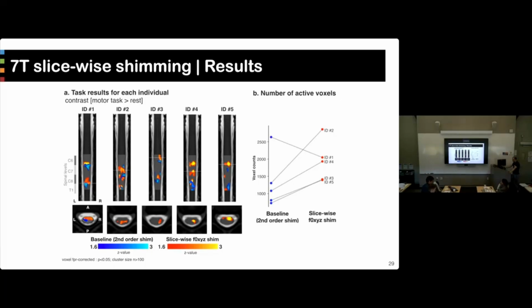And then what we're showing here is that using the baseline, second order shim in blue, you can see much less activation compared to if you use the slice-wise shimming, where we can see much more activation. And on the right, you can see the number of active voxels. In this case, in 4 out of 5 participants, we saw an improvement.